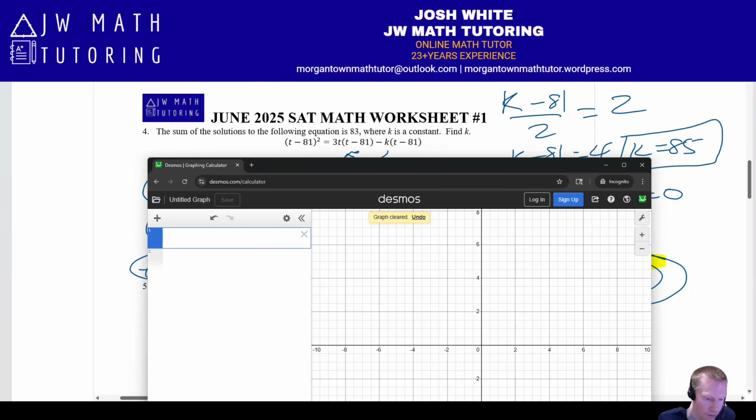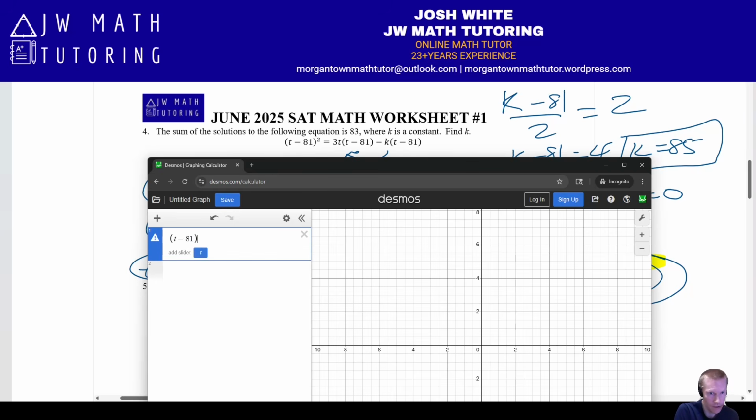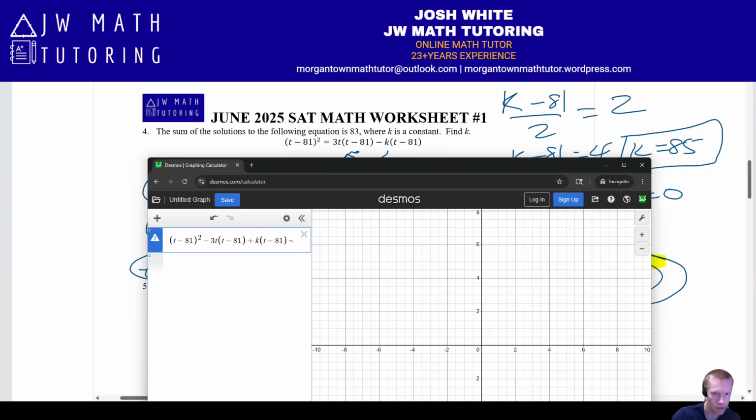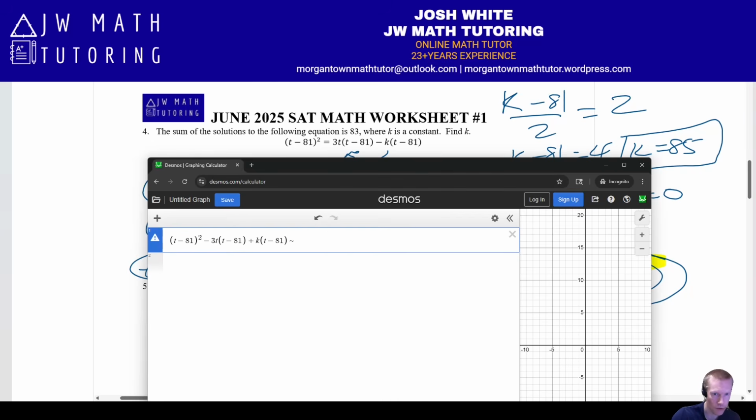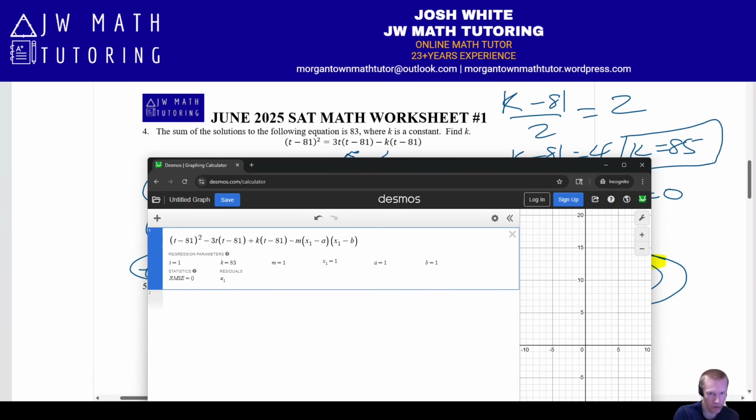All right, so basically what we need to do here is pull everything over to one side. Really the same first step that I did solving it by hand. Okay, then I'm going to do regression, and I'm going to regress this to its factored or intercept form. Since this is a quadratic, I know it's going to have two roots or two solutions. I'm going to just call them A and B.